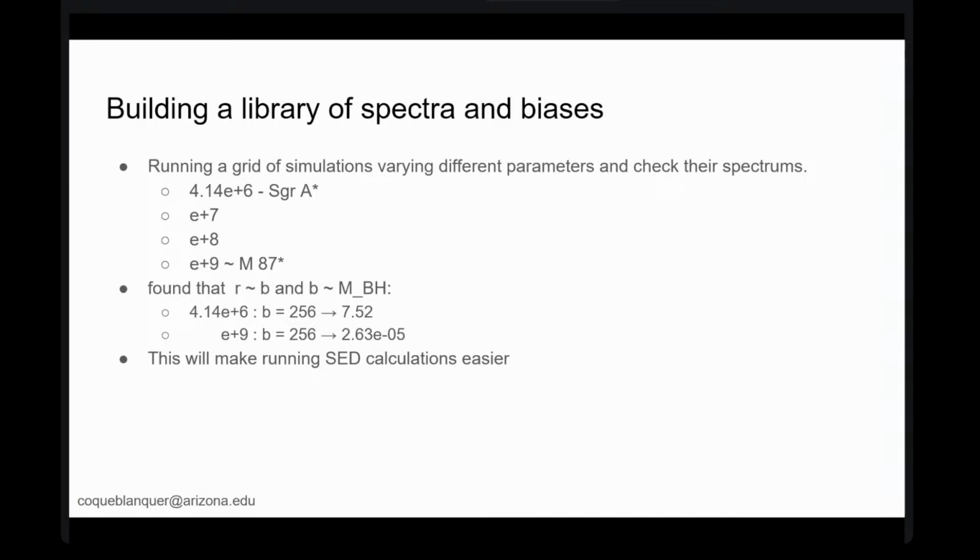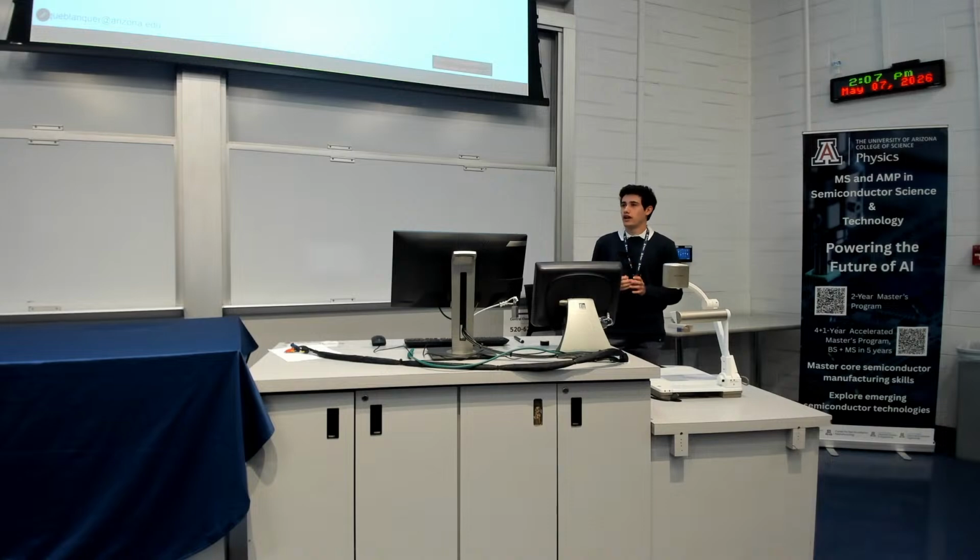So for example, let's take a black hole with a mass of Sagittarius A star, and we give it a bias of 256. This will give us a ratio of 7.2. If we take a different black hole with a mass of M87, and we give it the same bias, we will have a ratio that is basically 0. So in order to get the same ratios with different masses or different conditions in general, we will have to change that bias. And my job is to find the correct bias for each case.